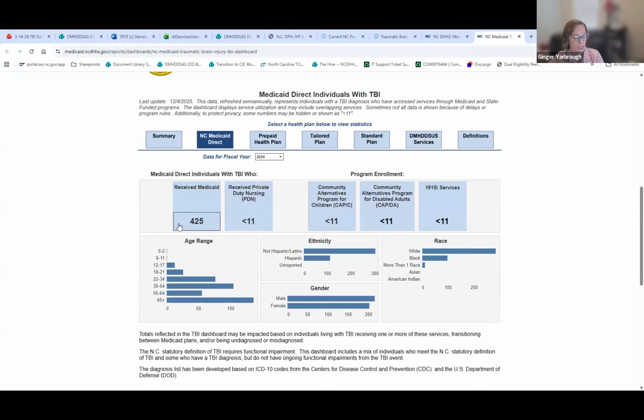So there were much fewer individuals on Medicaid Direct. Here you see these less than 11. So in order to protect privacy, anytime there is a number that's under 11, we're just going to say less than 11. This is in line with our own privacy rules, but also with our Centers for Medicaid and Medicare Services privacy protections as well.